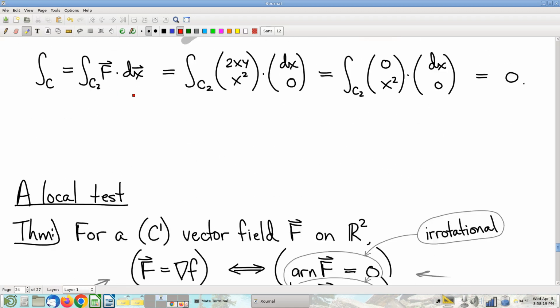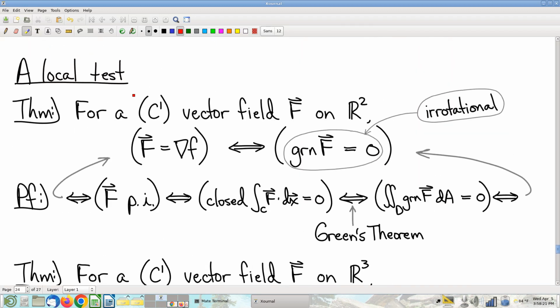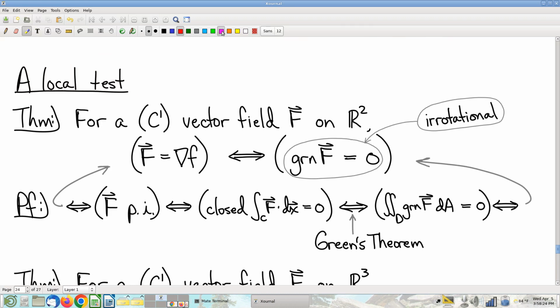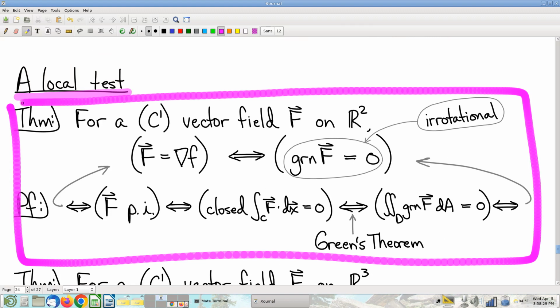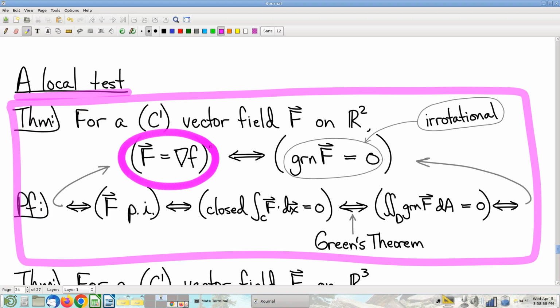Okay, so how did I know this was path independent? I knew it because of what I like to call this local test. Here's the argument right here. The theorem is going to be, regularity issues aside, a gradient has the property that Green's operator is always 0, and vice versa. If Green's operator is 0, you've got yourself a gradient.